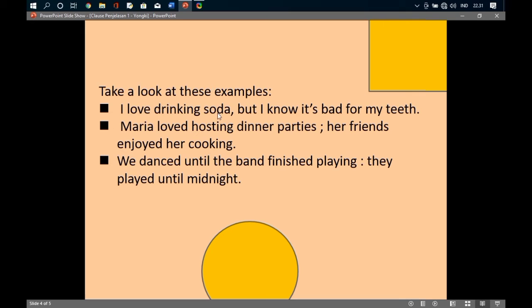Why is it the independent clause? Because if you throw away the other clause and just write down these four words, you can see that this could stand as one sentence. I love drinking soda. The subject is I and the verb is love, and this is the explanation word. And the next is, but I know it's bad for my teeth.